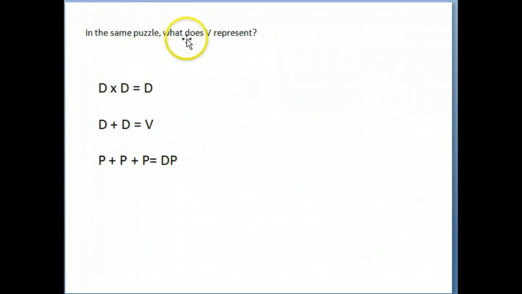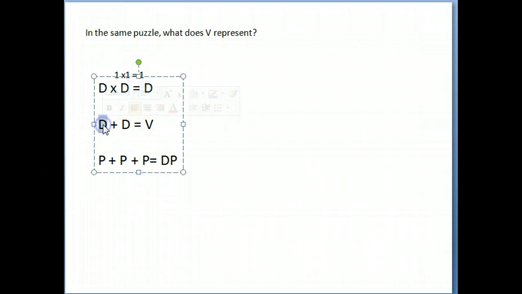In this same puzzle, what is V going to represent? So what do we know so far? So far we know that our D is 1. Okay, so far on our last question we decided that 1 times 1 equals 1. 1 is the only number that does that. So our D has to be 1. Well, if D is 1, what does that make V? If we come down here and we know D is 1, so we replace this with a 1, and we replace this with a 1, what does V have to be?